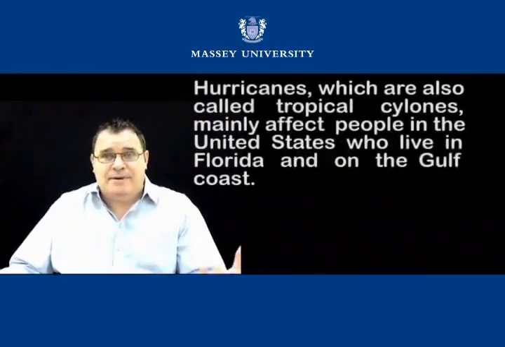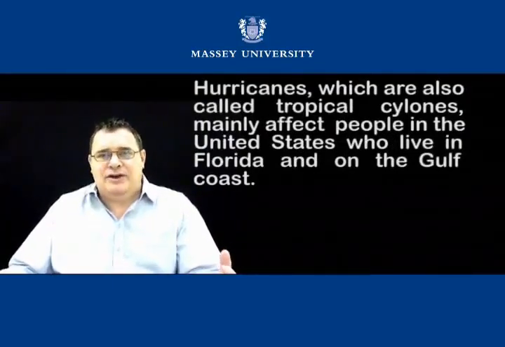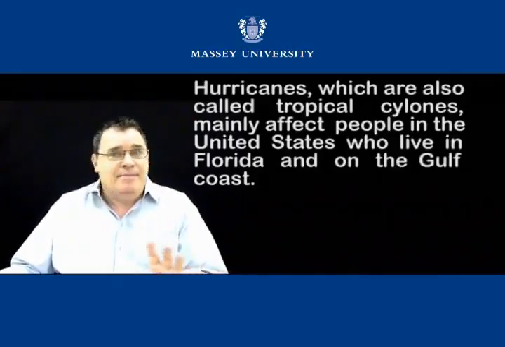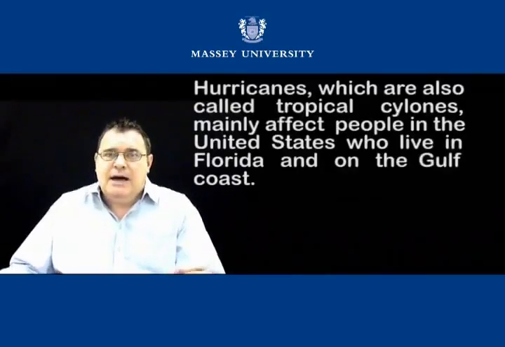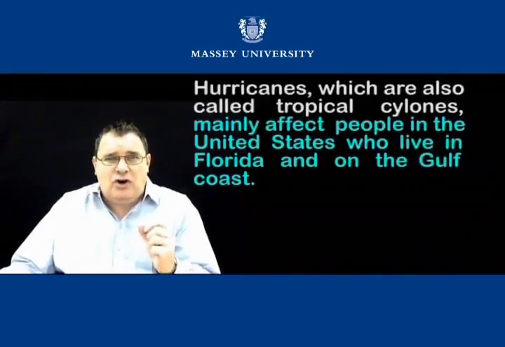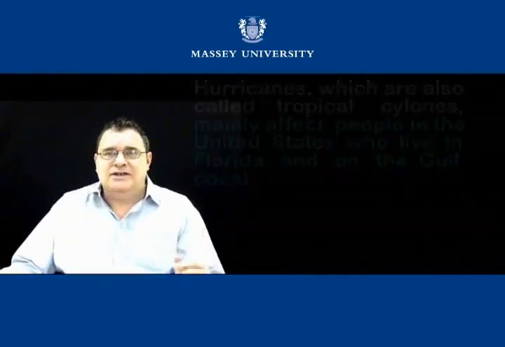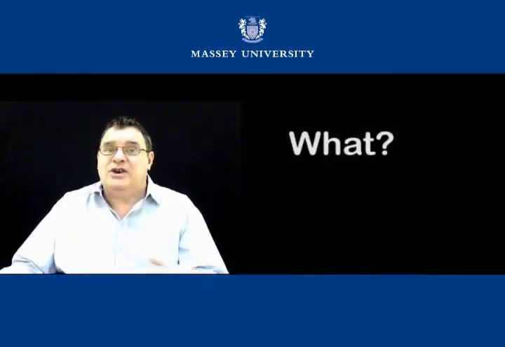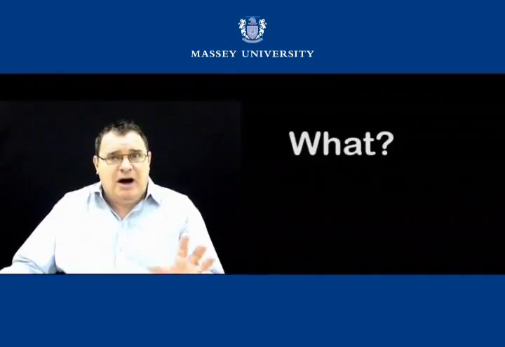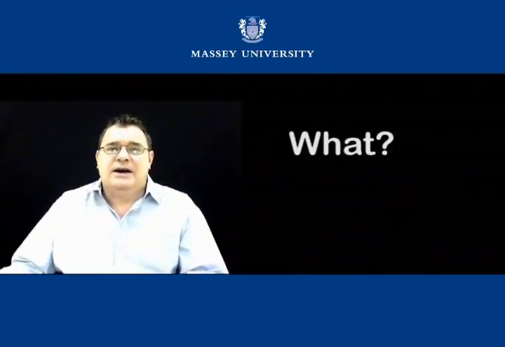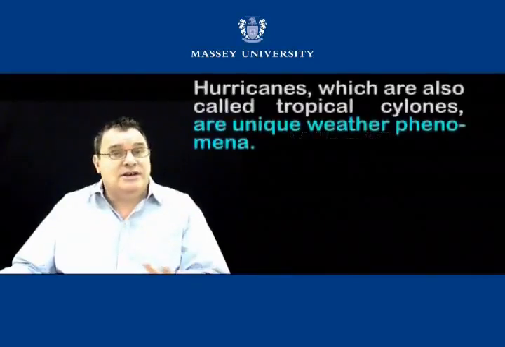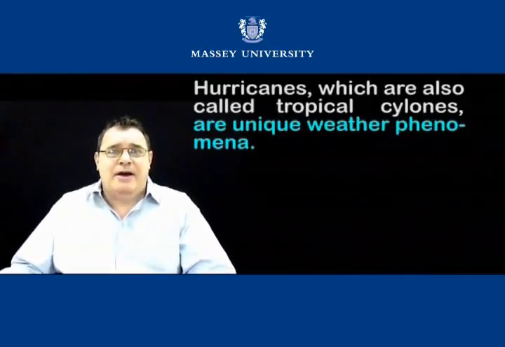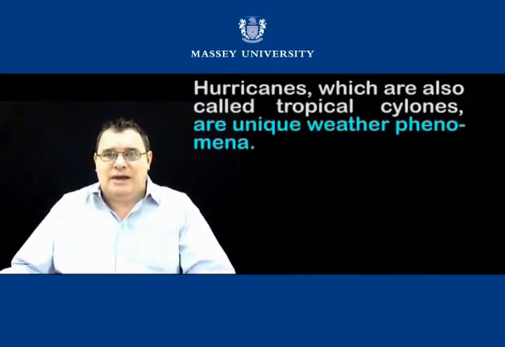Hurricanes, which are also called tropical cyclones, mainly affect people in the United States who live in Florida and on the Gulf Coast. Here, the topic hasn't changed. It's still hurricanes. But the controlling idea makes a very, very different comment about hurricanes. Let's look at another example. Ask the question, what? Here the controlling idea will focus on what hurricanes are, not how powerful they are or whom they affect. So our sentence could be, hurricanes, which are also called tropical cyclones, are unique weather phenomena. The rest of the paragraph will then go on to discuss what makes them unique.